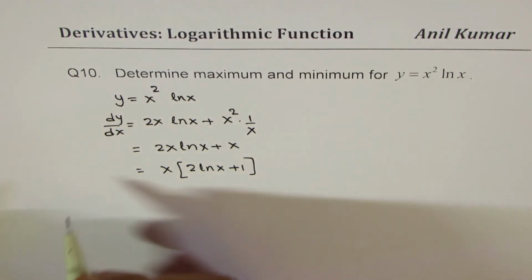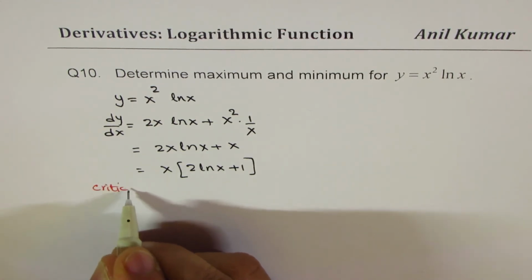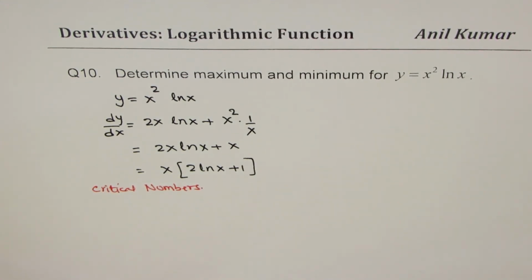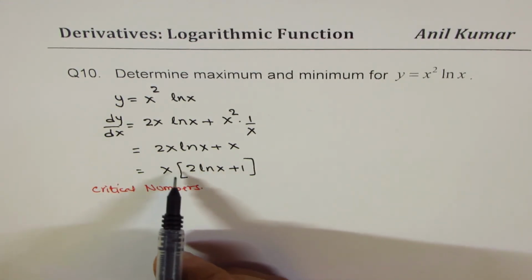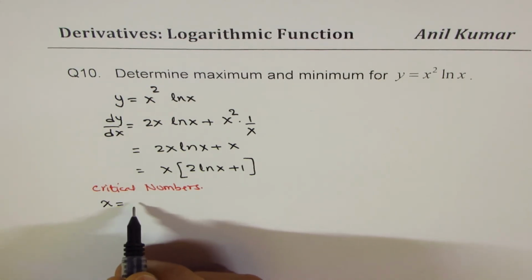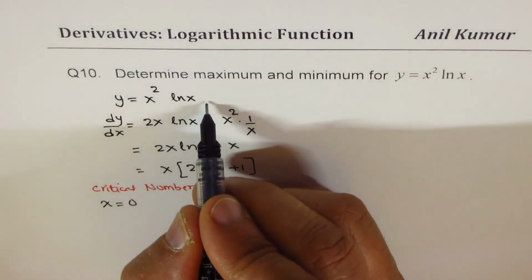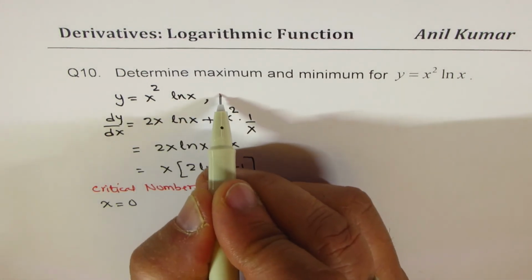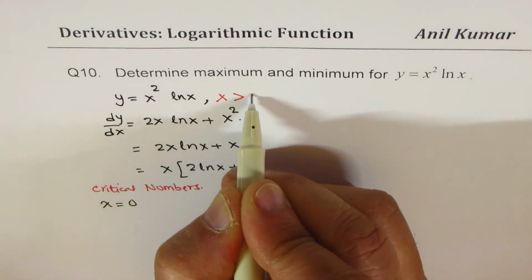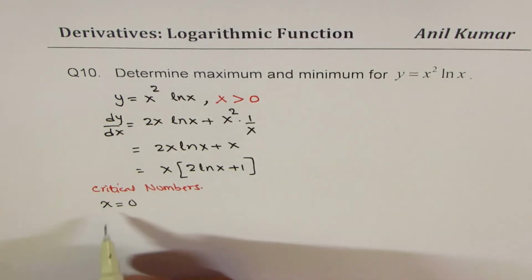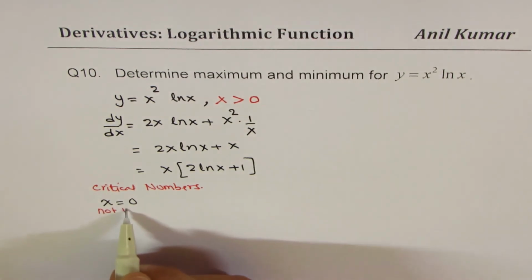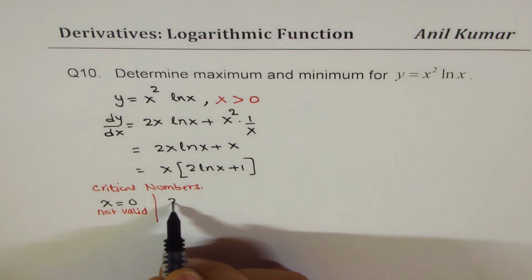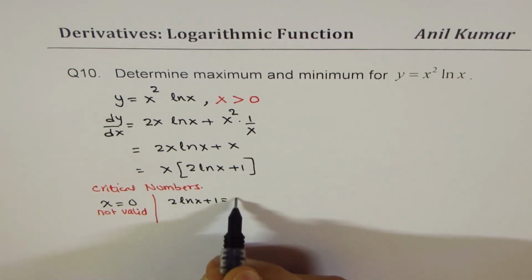Now let's find the critical numbers. Critical numbers are when this derivative is 0. So x equals 0 could give you a critical number. However, we have a restriction here. Let me write it in red. When you have a function like this, x has to be greater than 0, right? Otherwise, this is not valid. So this is not valid. Correct? So the other is that 2 ln x plus 1 equals 0.